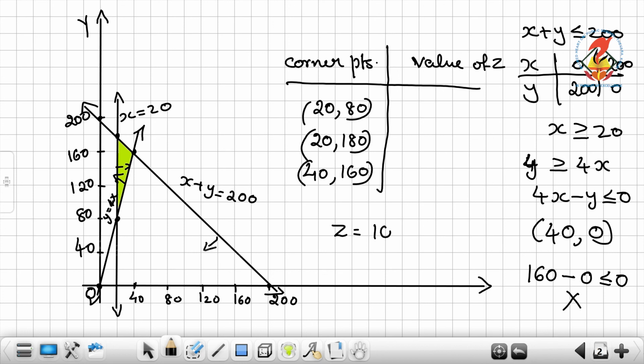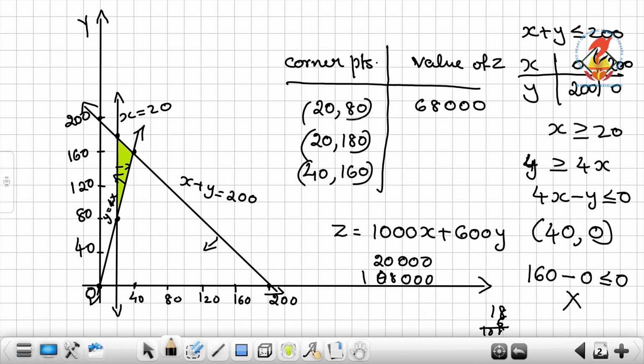What is z? The profit, 1000x plus 600y. So when 20, 80, 20 means 20,000 and 8 6s are 48, 48,000. So 68,000 is the first one. Then again 20,000 and 18 into 6 is 108, so 108,000, making 128,000. Then 40 and 160. 40 means 40,000. Then 16 into 6 is 96, 96,000.